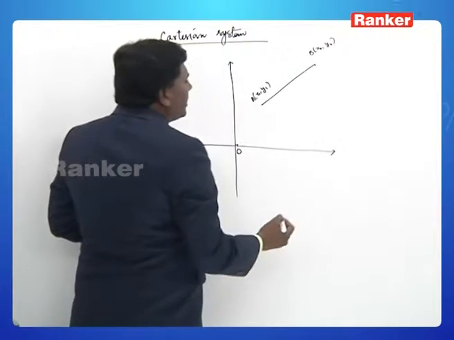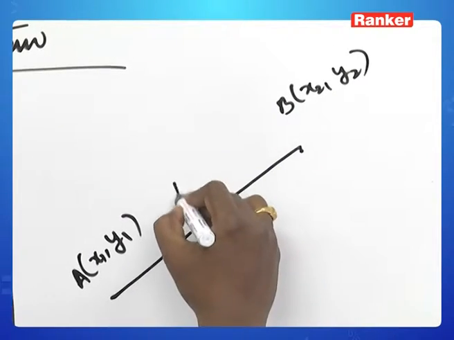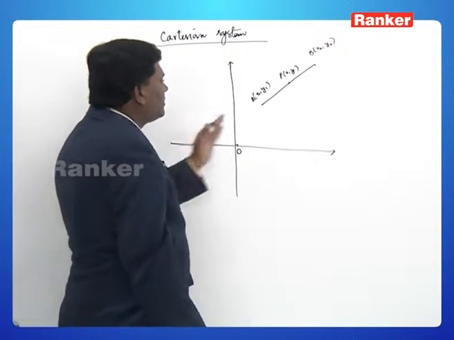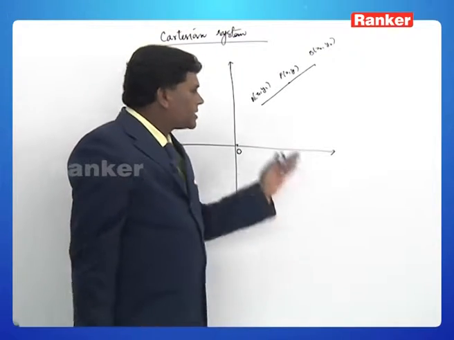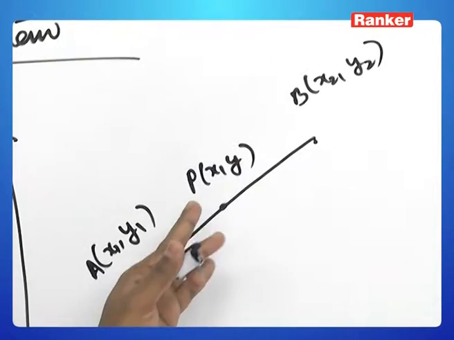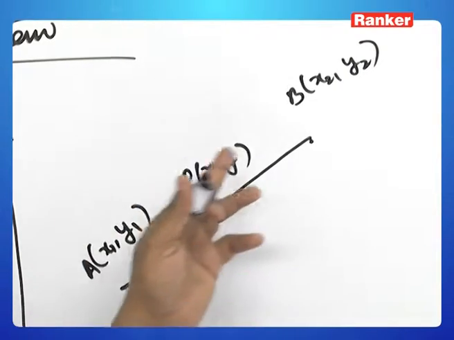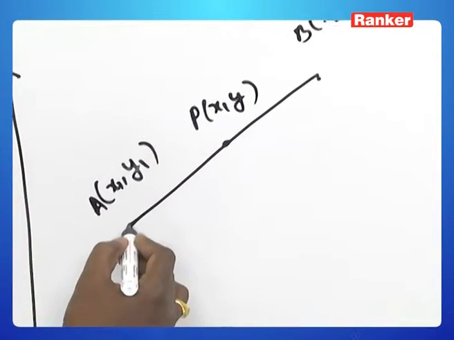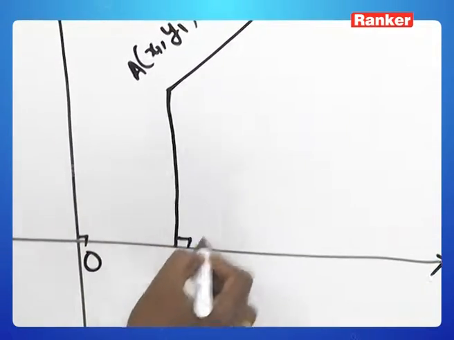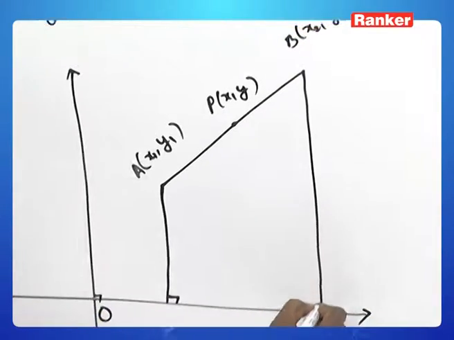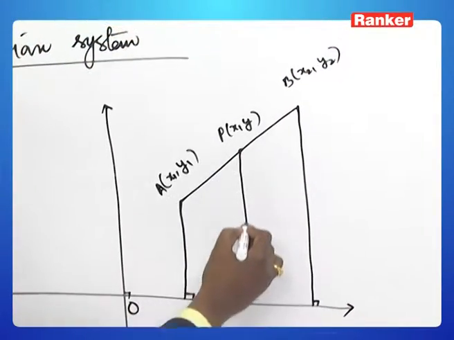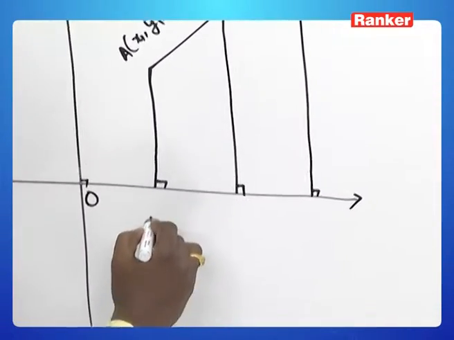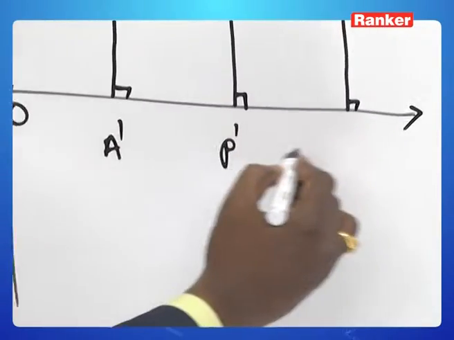If AB is a line segment on which P(x, y) is a point dividing it in the ratio of m is to n internally, we have to get the coordinates of this point P. For this, we just draw projections from A, B and P on the x axis respectively: A dash, P dash, B dash.